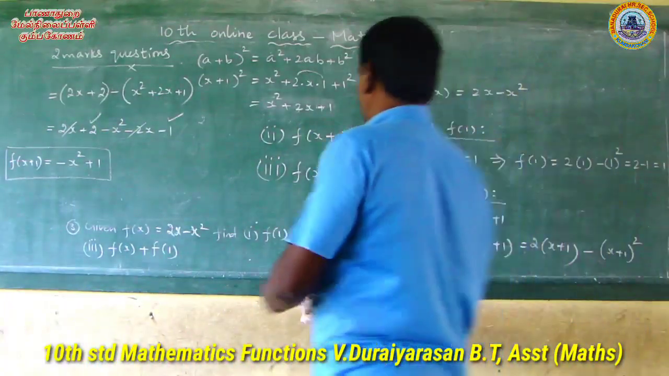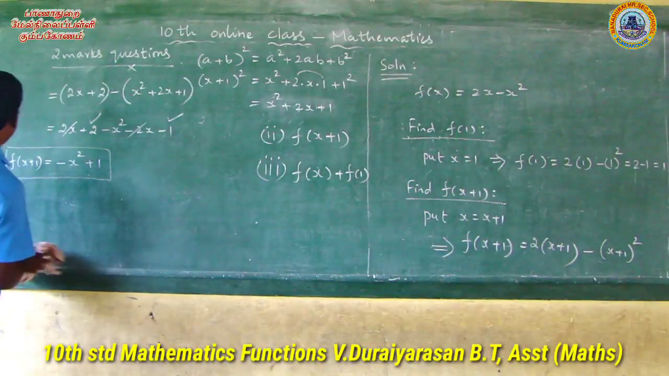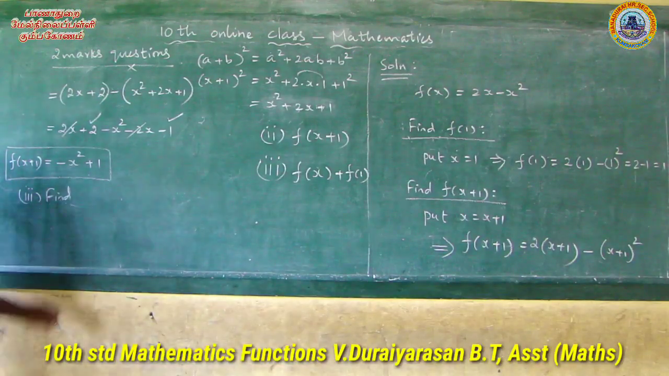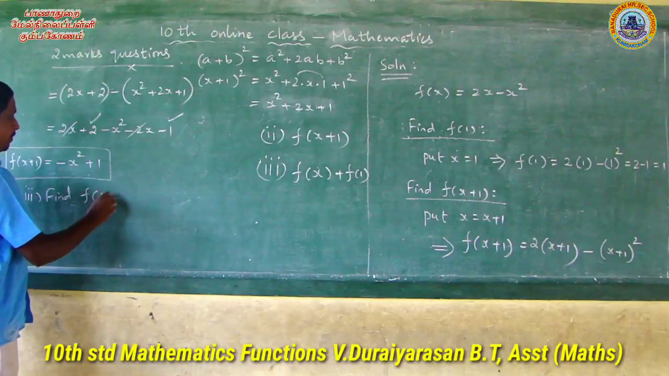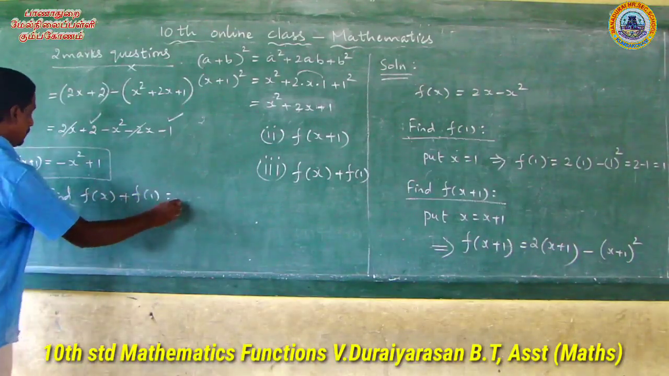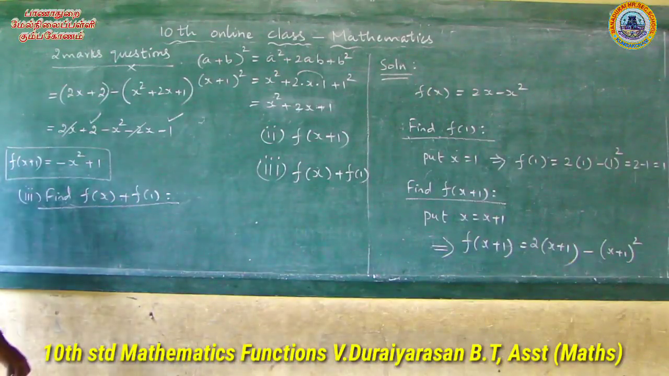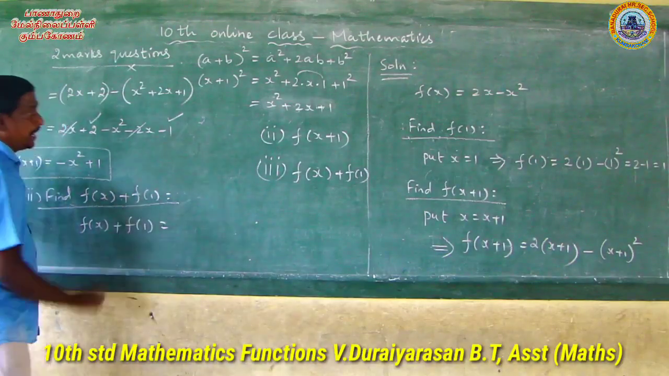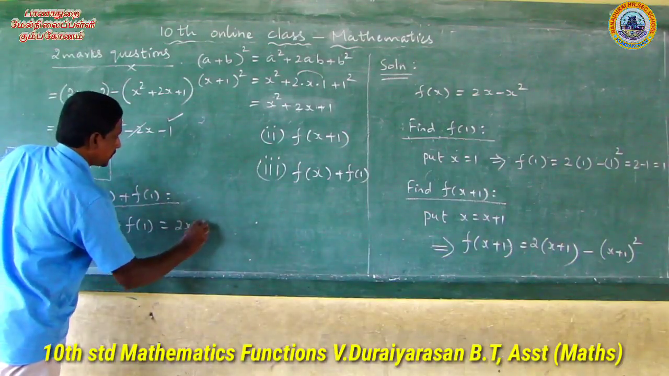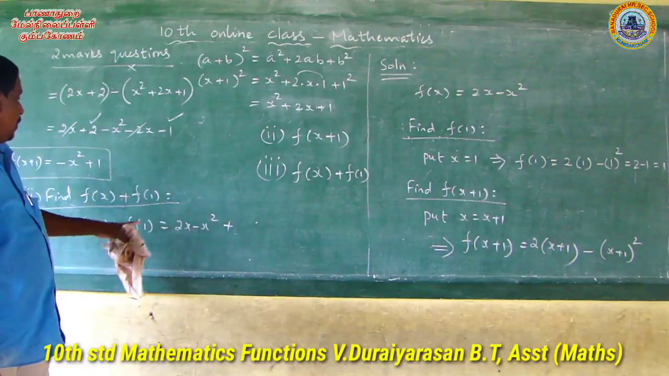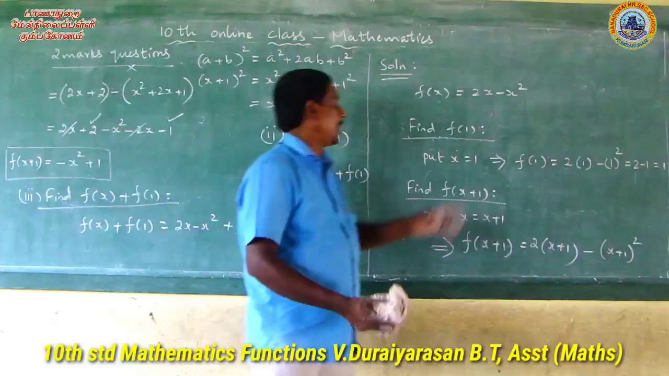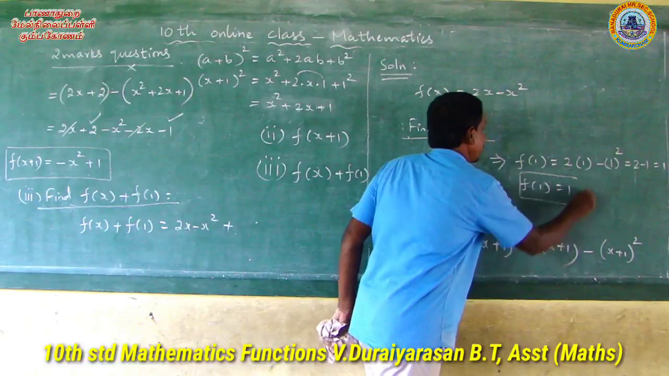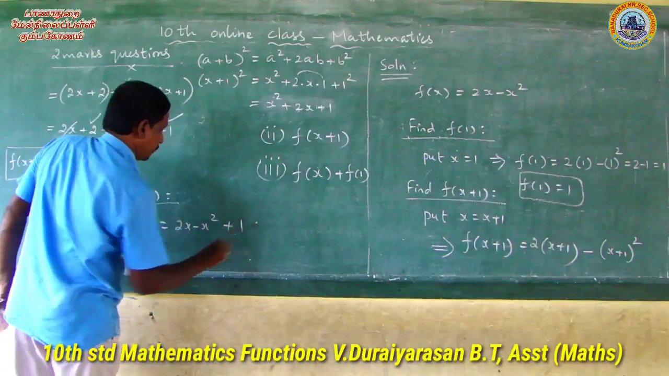Third question. Third one. Find f of x plus f of 1. f of x is equal to what? f of x is equal to 2x minus x square. What is the value of f of 1? Already found the value of f of 1. f of 1 equals what? f of 1 is equal to 1. Substitute f of 1 is equal to 1.